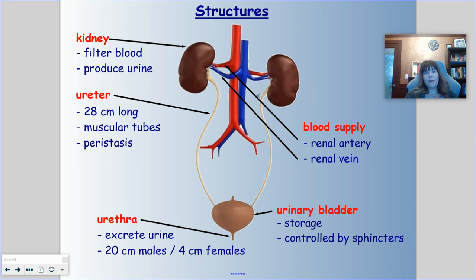The last thing we have here are two types of blood supply, the vein and the artery. You have the renal artery, which you can see here is located as the red structure, and the renal vein is the blue one. We're going to talk about the importance of those when we get into something called the nephron.